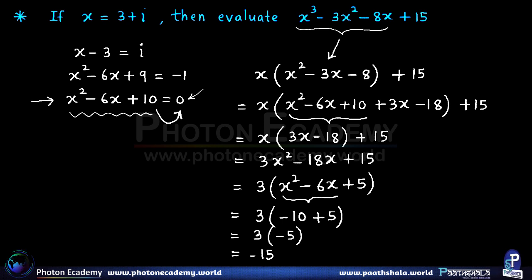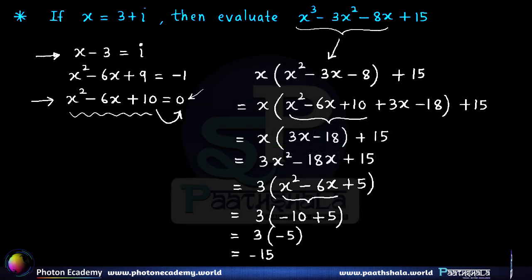So here the important idea was to bring all the real terms on one side and keep only the i term on the other side and then square, so that the square of i becomes minus 1.